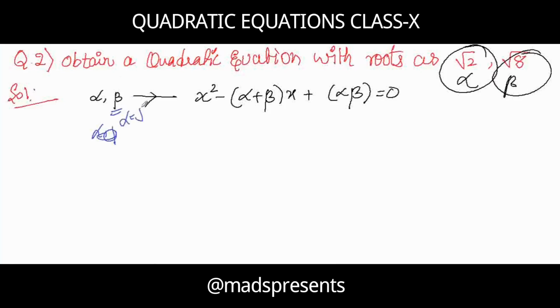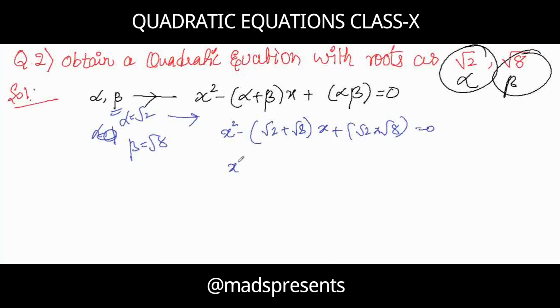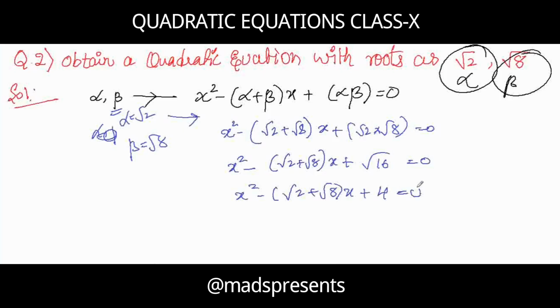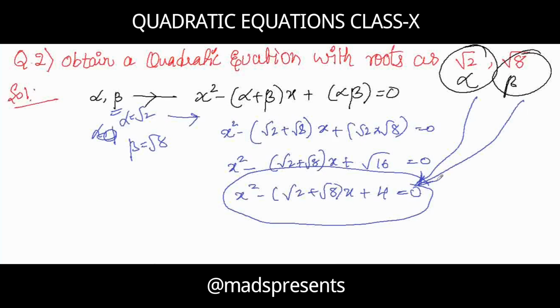It's root 2, beta as root 8. Okay, simply substitute here. So x square minus root 2 plus root 8 into x plus root 2 into root 8 equal to 0. So x square minus, we can't do anything here, so just keep the root like this. So root 2 into root 8 is root 16. Okay, and one more step: x square minus root 2 plus root 8 into x, root 16 is 4. So this is your quadratic equation with the given roots.